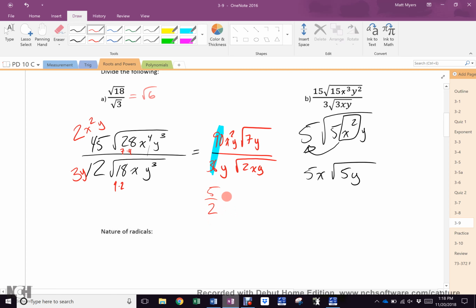5 over 2. Anything happening to that x squared out here? No. What about that y? It's gone. Root 7 over root 2, because 7 and 2 don't do anything together. Anything happen to that x? No. Anything happen to that y? It's gone. That is as far as you people can go right now. And there's a reason I gave you this question that ended right here, because it leads directly to this, the nature of radicals.